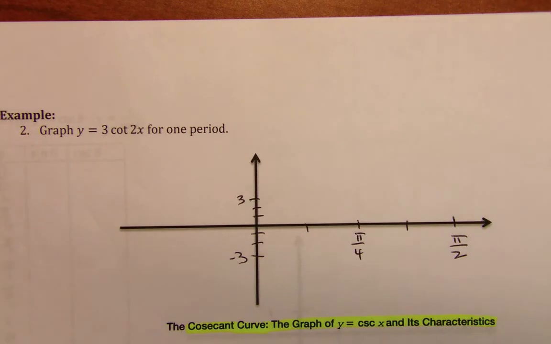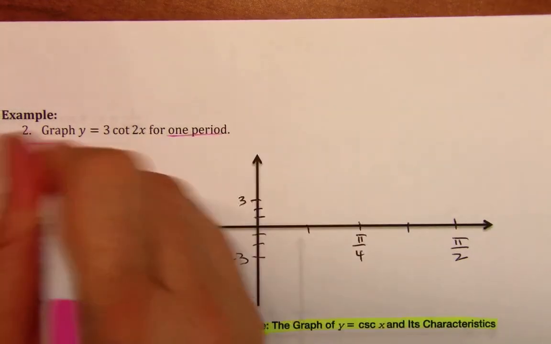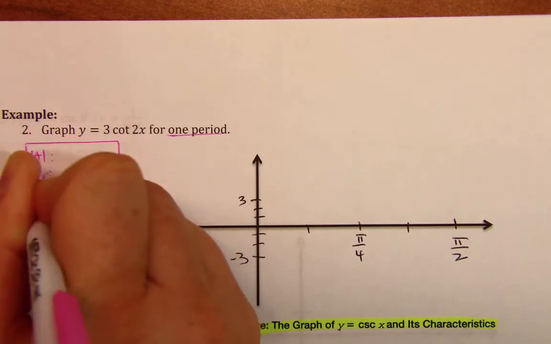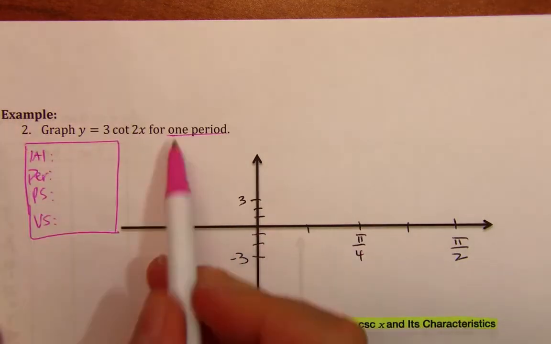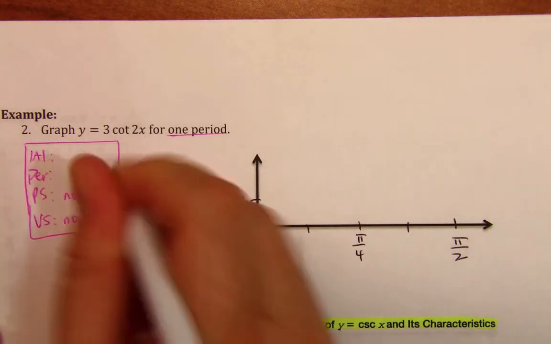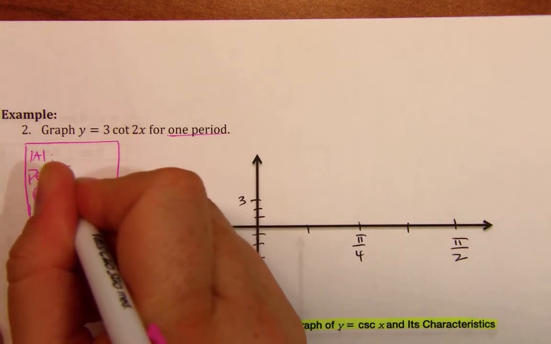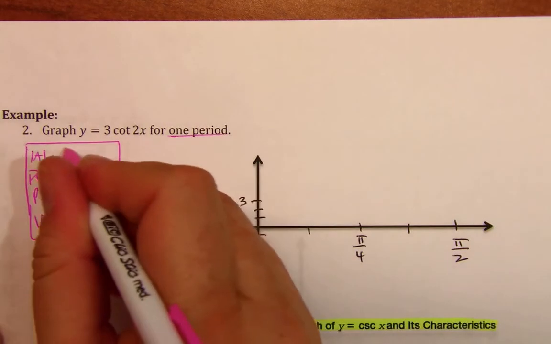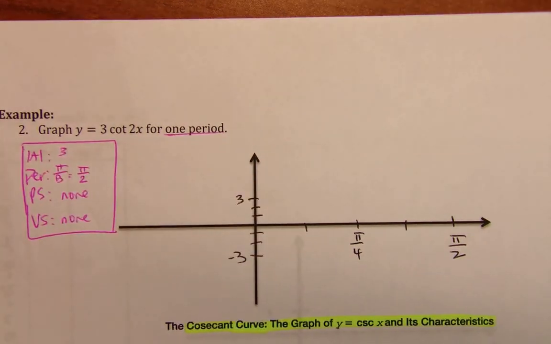So we have 3 cotangent of 2x. First thing we want to do is set up our box, and we're only graphing one period. My amplitude, period, phase shift, and vertical shift. Well, there's no vertical shift, there's no phase shift. There is a period change, so pi over b is going to be pi over 2, and we do have an amplitude of 3. So there's that.